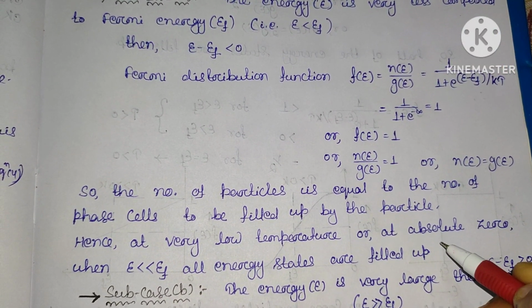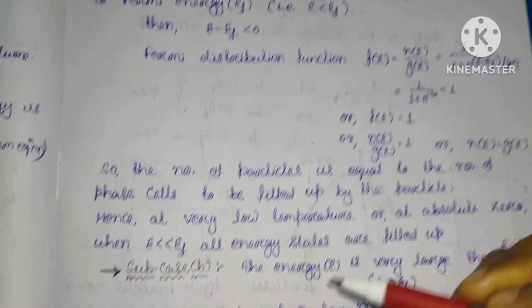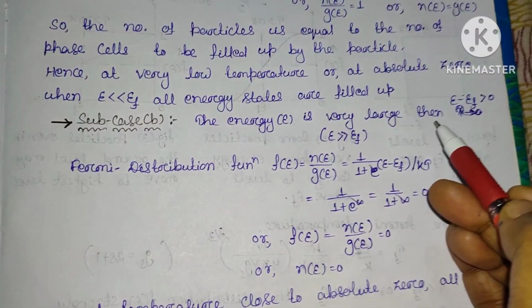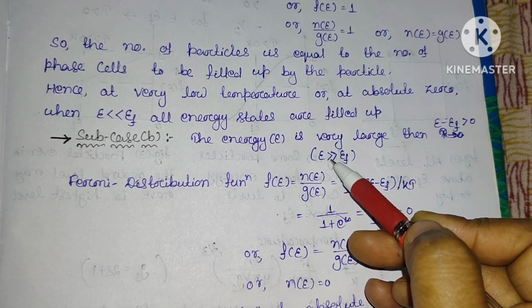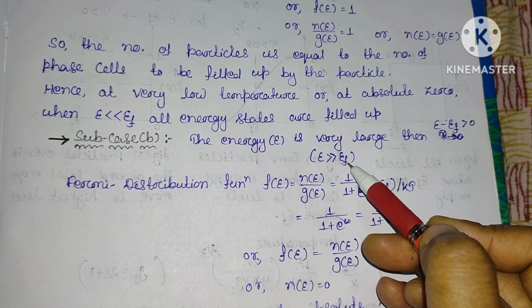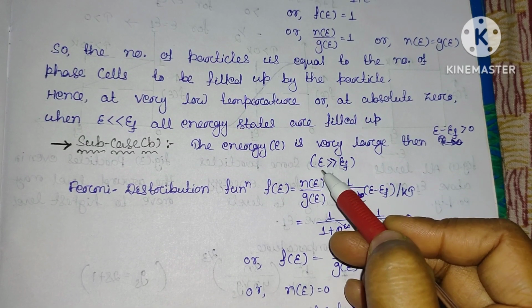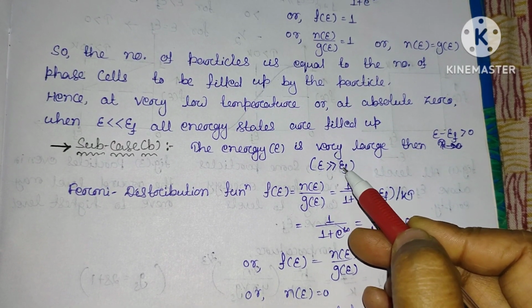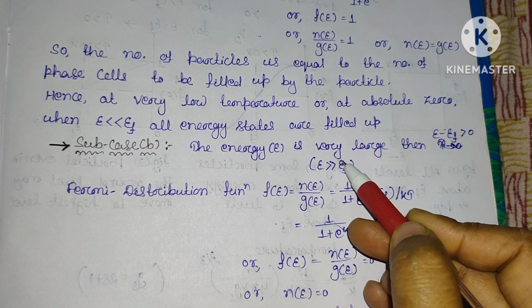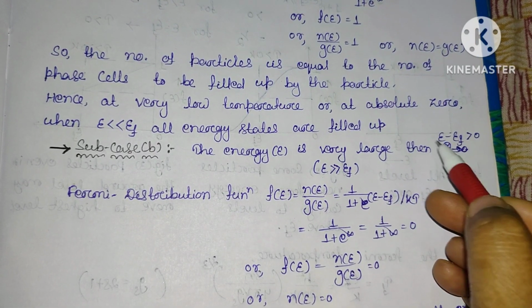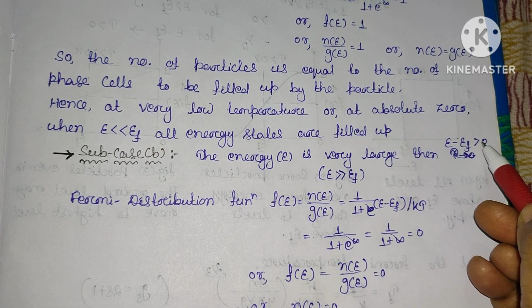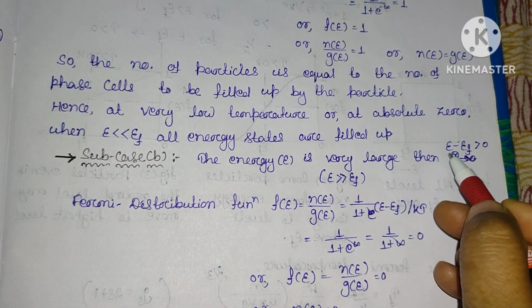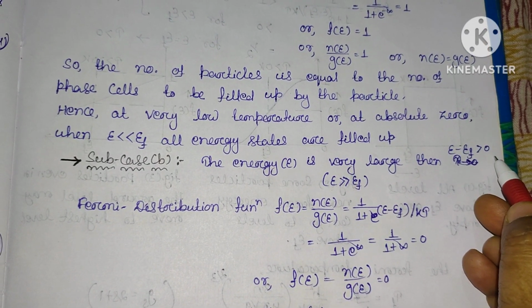All the states are filled up. Clear? The next case is in this low temperature, when this energy level is larger as compared to your Fermi energy. In that case, when this energy level is larger than this Fermi energy, we can simply write it as E minus EF will be greater than 0.